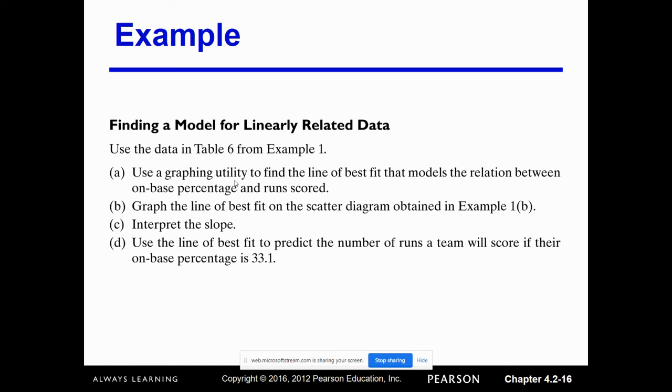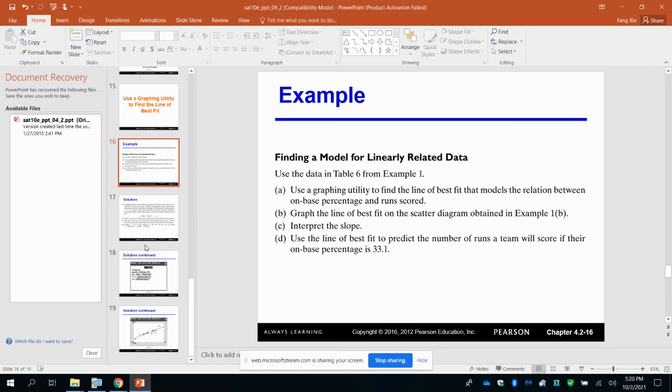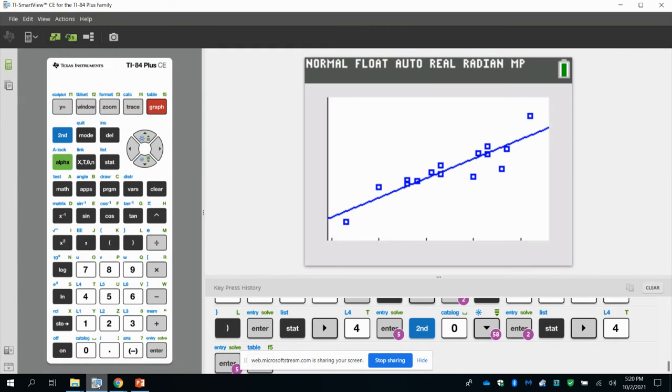And then B, we want to graph the line of best fit on the scatter diagram obtained in example 1B. And then we interpret the slope. And then D, we use the line of best fit to predict the number of runs a team will score if their on-base percentage is 33.1. Okay, so we need to use a graphing calculator.